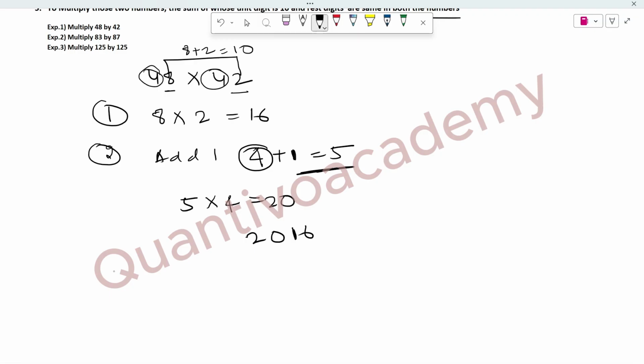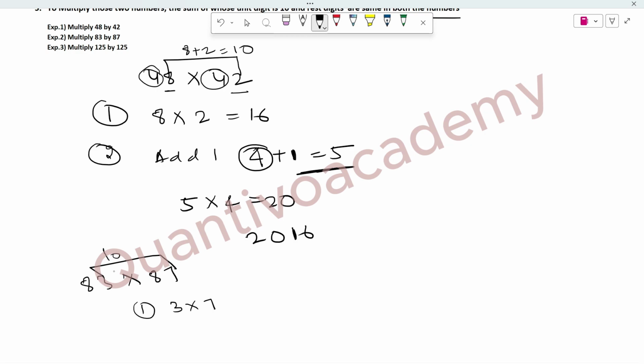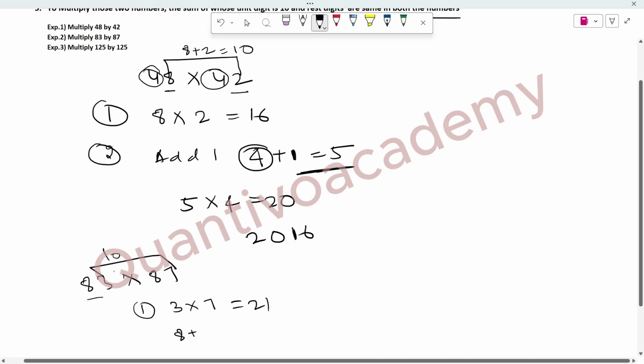That is, we have to multiply 83 by 87. Let's do the sum of the unit digits, that is 7 plus 3, which equals 10. Now what we have to do in the first step? We multiply the unit digits, that is 3 7s are 21. Then to the rest digits we have to add 1. 8 plus 1, which equals 9.